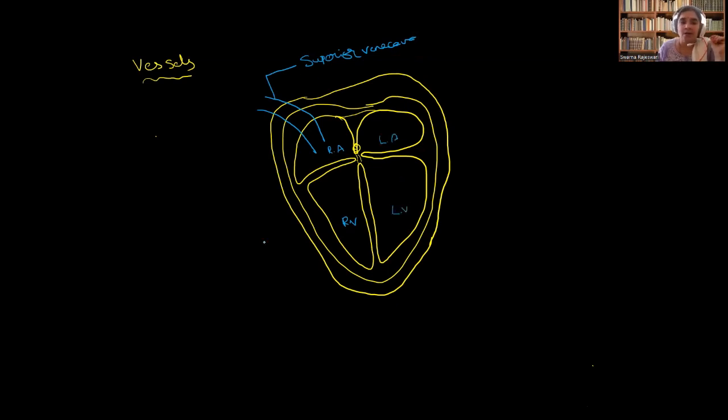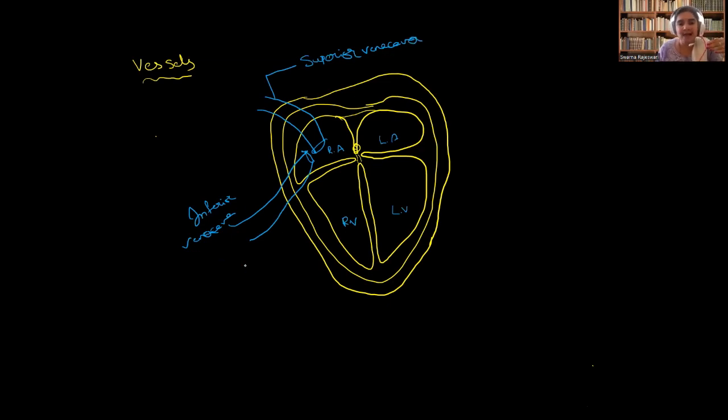Okay, so now there is another vein which carries the deoxygenated blood from the lower parts of our body and drops it inside the right auricle, which is called the inferior vena cava. So this is superior vena cava and this is inferior vena cava.